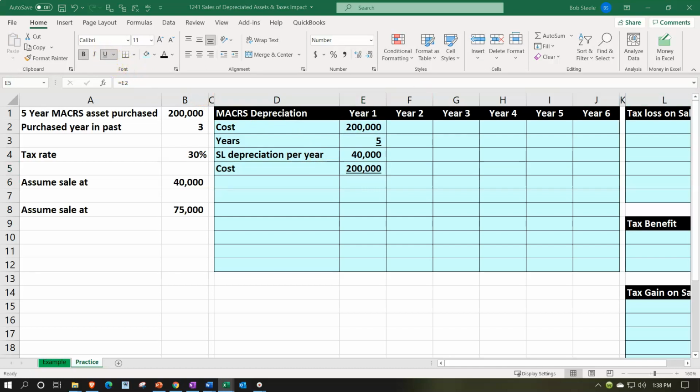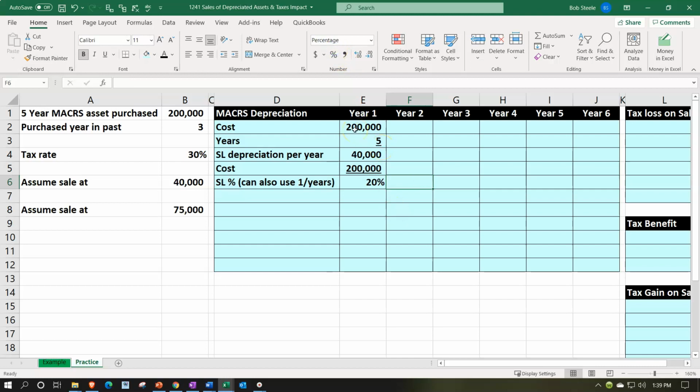That would give us a straight line percent equal to 40 divided by the 200, or numbers group percent, 20%. You can also calculate that by saying 1 divided by the number of years, 5, and percentify that. We once again get the 20%.